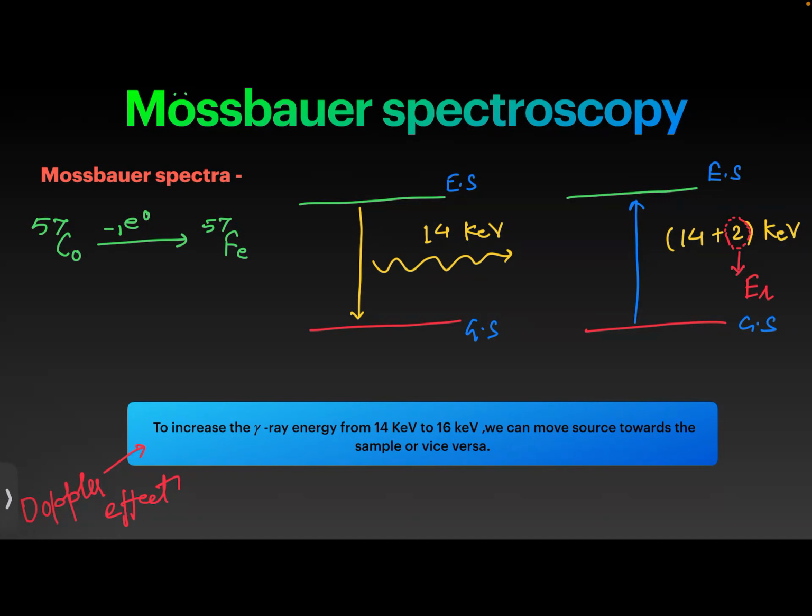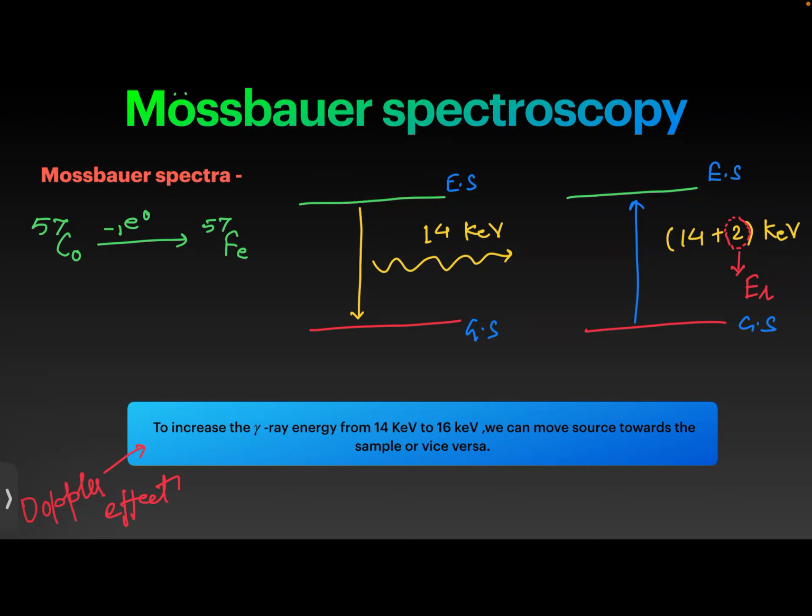So if we take a random value, say the emitted gamma ray has an energy of 14 keV, but the required energy is 2 keV more. Till the energy of the gamma ray is 16 keV or more, it will not be absorbed by the sample nucleus. That required energy is not actually that much; it's not 2 keV, I have just taken an example. So how do we achieve that extra energy? We use the Doppler effect.